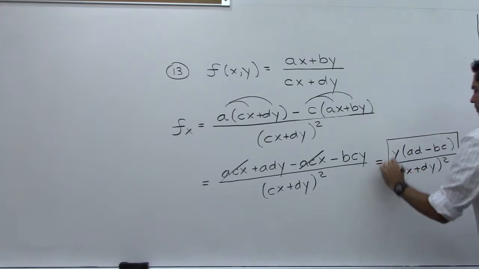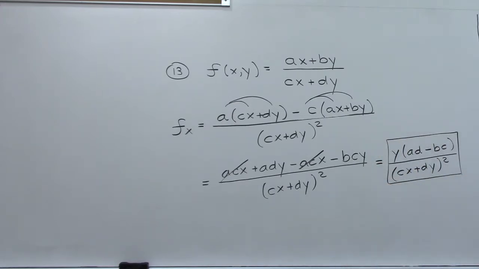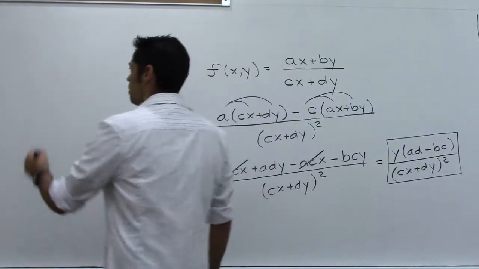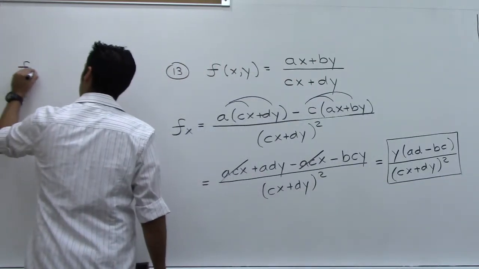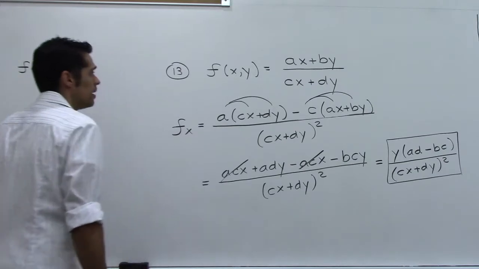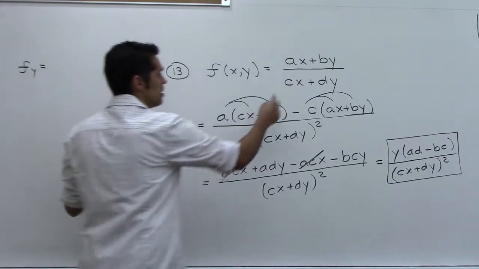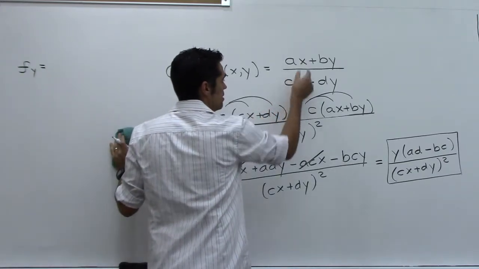That's it right there. So there's your partial with respect to x. Now I'll do the partial with respect to y here. So the partial with respect to y is going to be the same story, except this time we're going to treat x like a constant, which makes this a constant and this a constant.